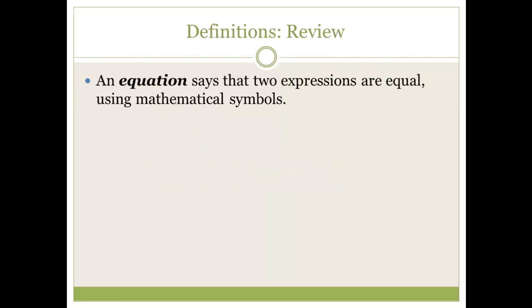Definition. An equation says that two expressions are equal using mathematical symbols. In the example, on the left side of the equation, 8 minus 2 is equal to 6, and on the right side of the equation, 12 minus 6 is also equal to 6. The left and right side are both equal to each other.